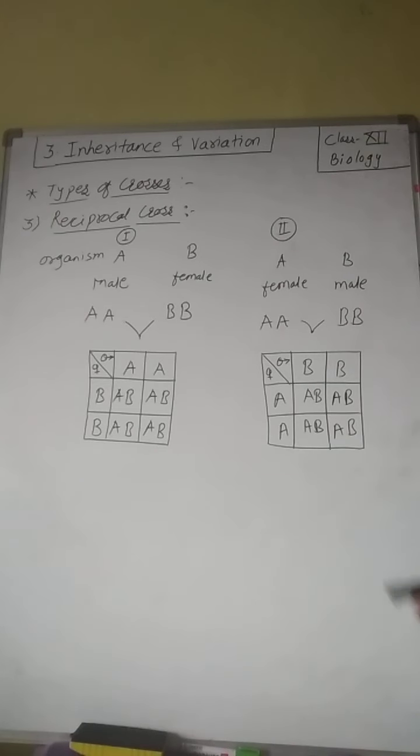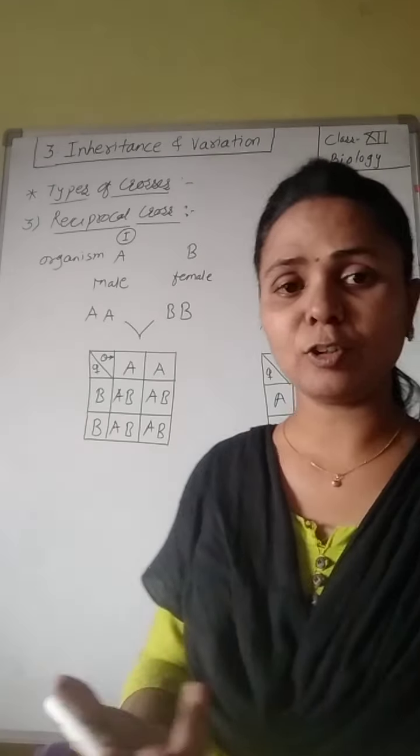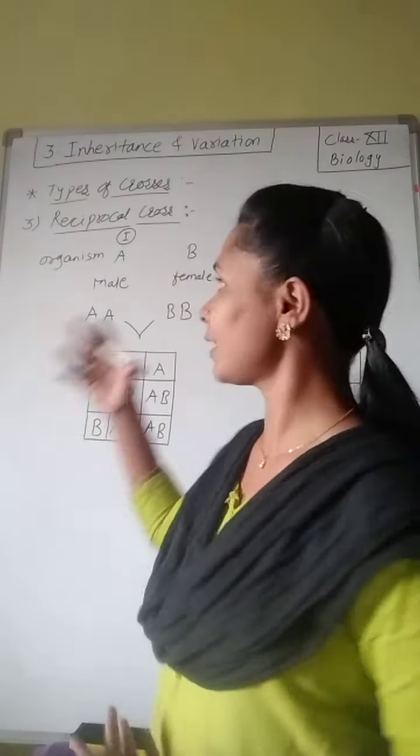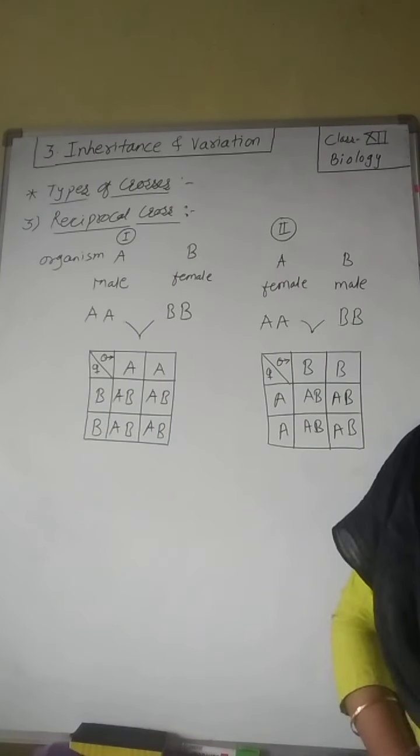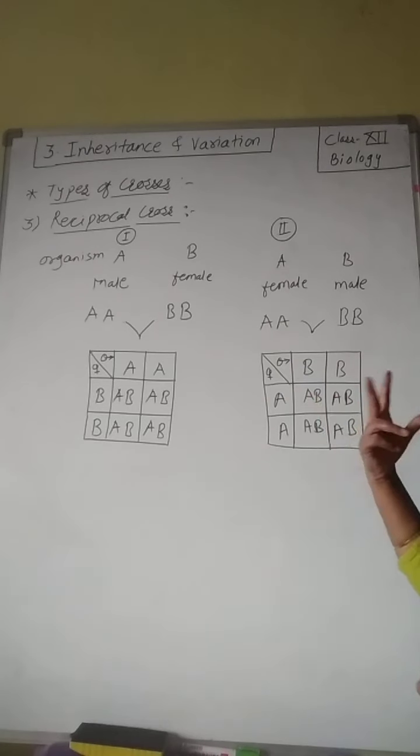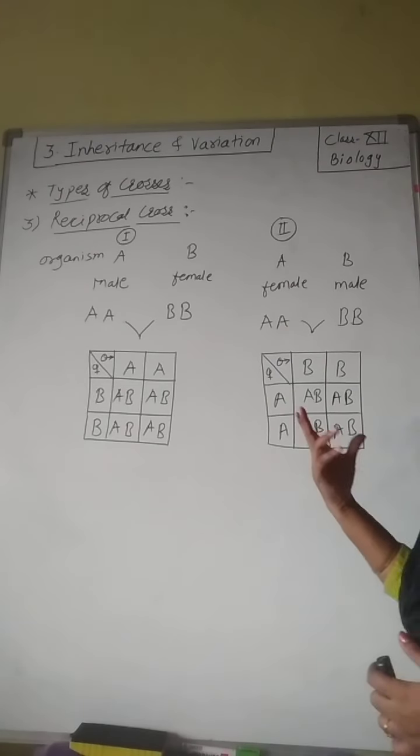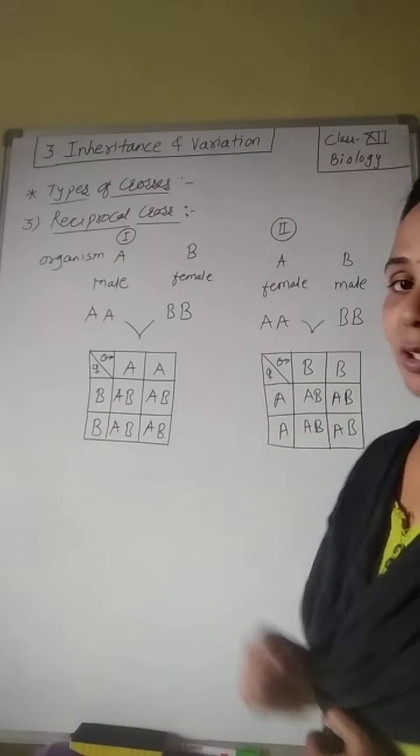So we can see that one organism is working as male in one case and as female in another case. So that is the reciprocal cross. Whatever the characters are, the result is controlled by organisms A and B in the reciprocal cross.